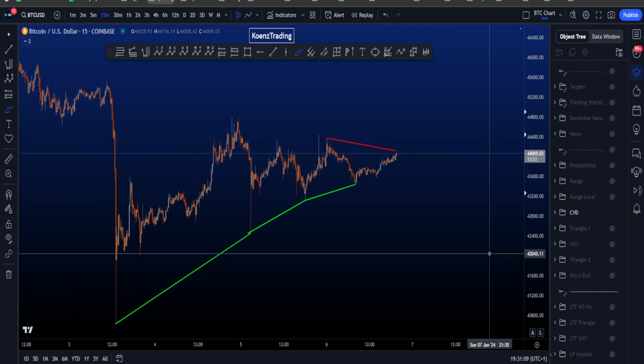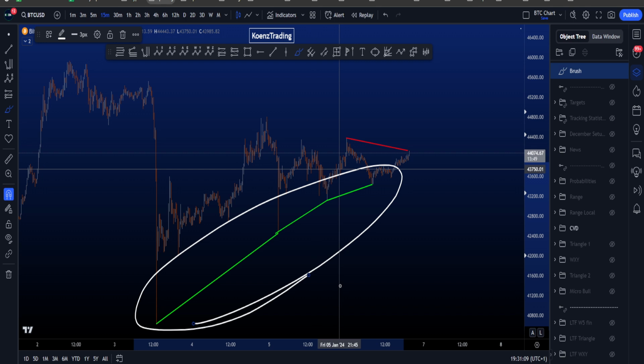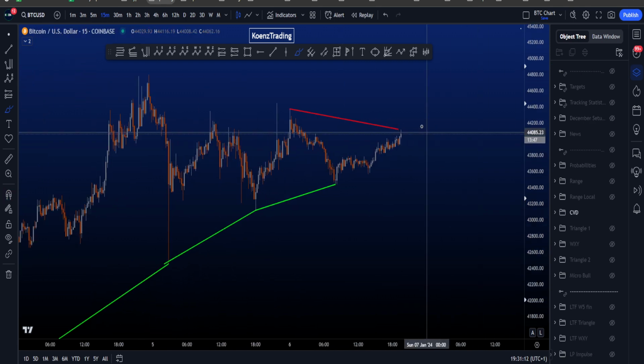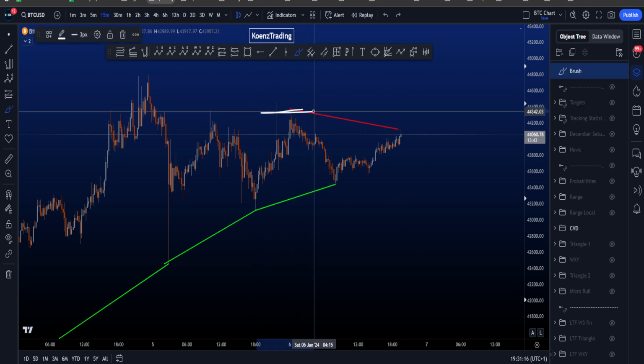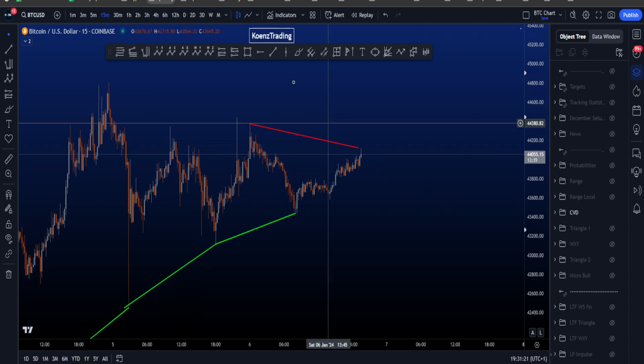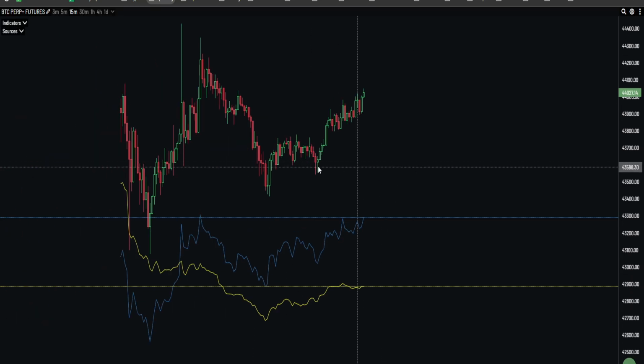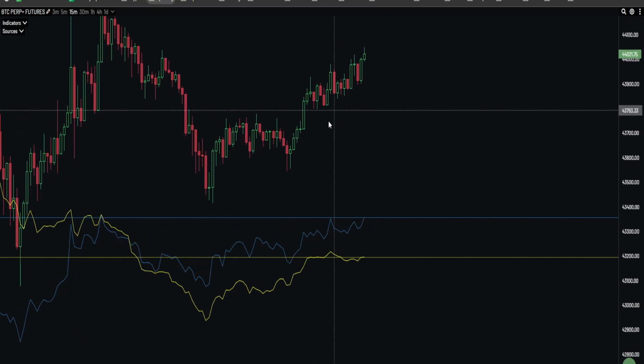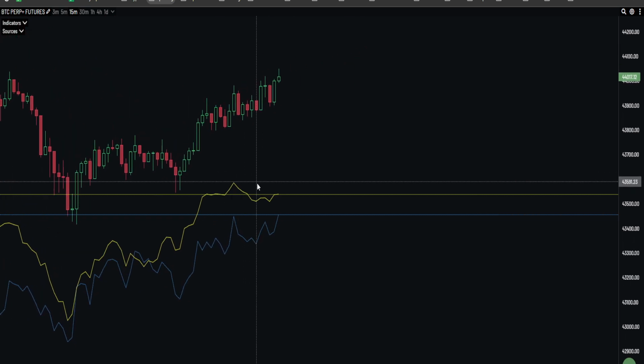Now, if we look at the CVD divergences, we have the bullish CVD divergences over here, right? And we have the bearish one. Now, if price pushes to the upside a bit more and moves above this high, the bearish CVD divergences are invalidated, right? Currently, very locally, price is moving up and CVD is moving up. There's not too much happening.